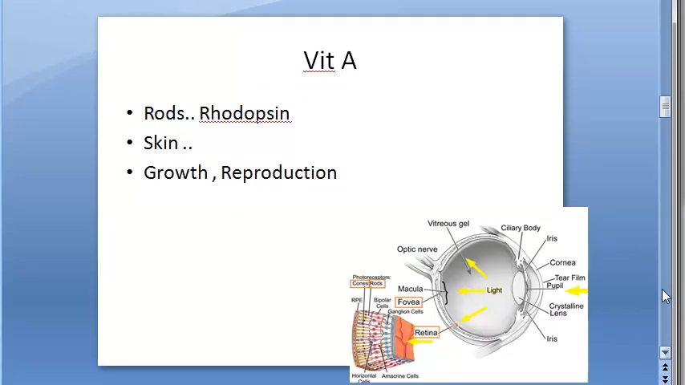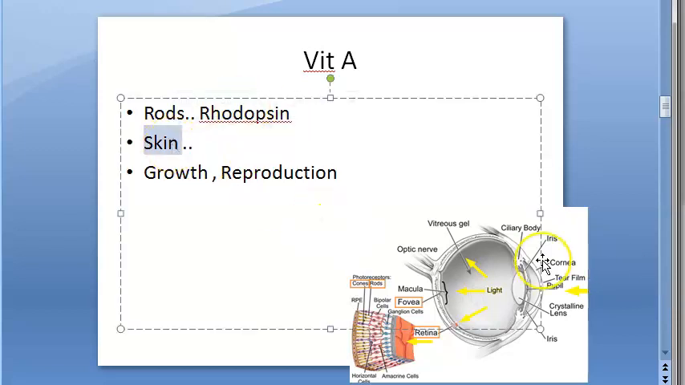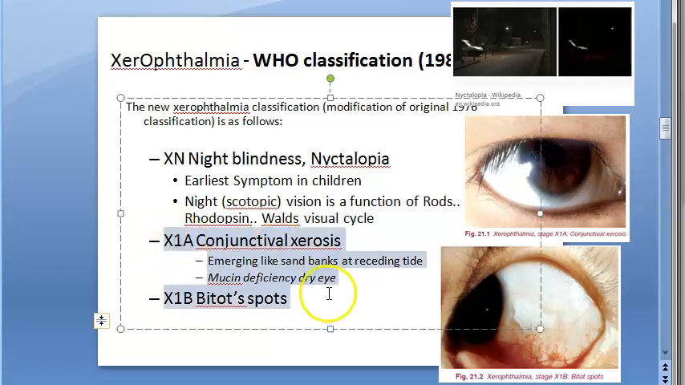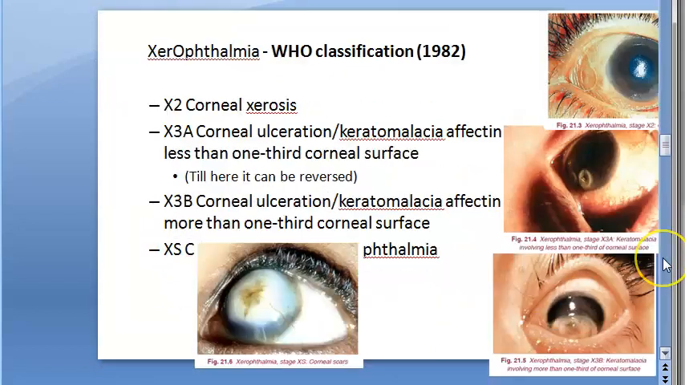Vitamin A helps in Wald's visual cycle; rhodopsin is the pigment for scotopic vision. It also helps the skin; if it's not there, the skin becomes dry. It also helps in growth and reproduction. So the classification of xerophthalmia: XN is night blindness, nyctalopia, the earliest. Then you have conjunctival xerosis, Bitot spots. Then you have corneal xerosis.